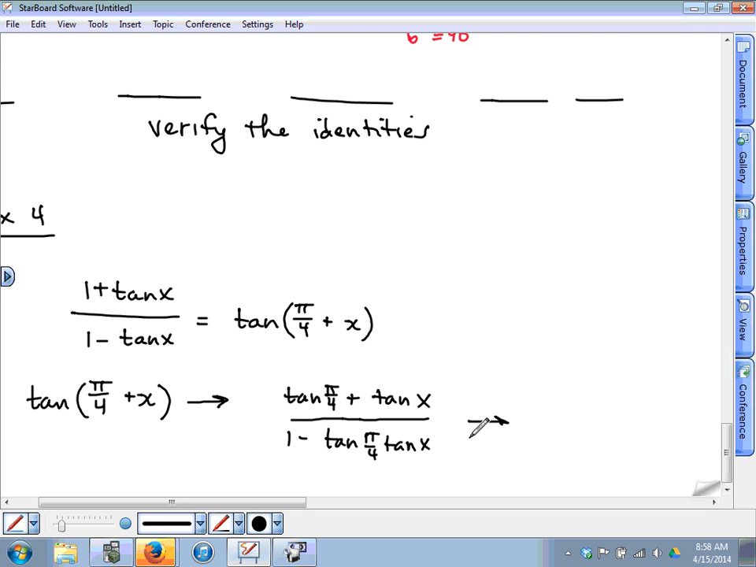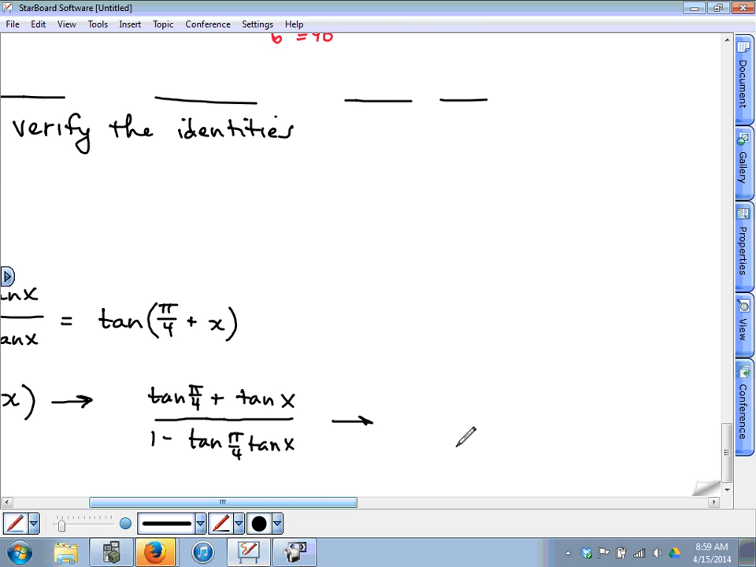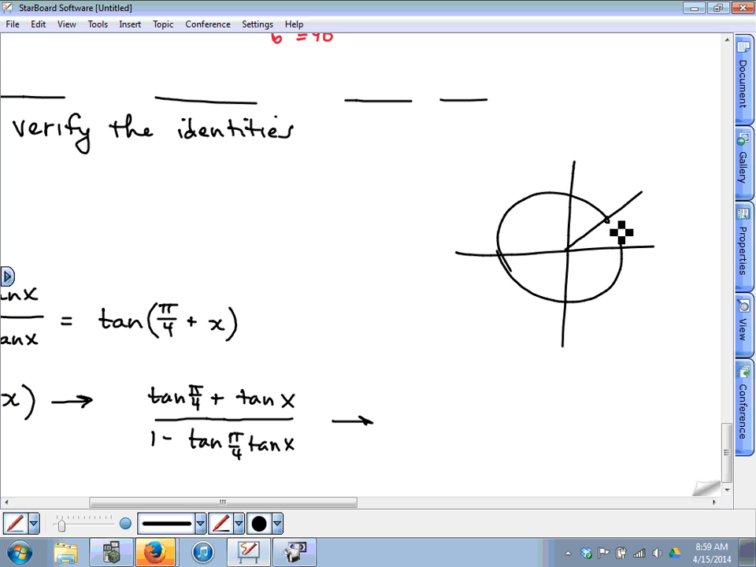What is the tangent of pi fourths? Well, what is pi fourths first of all? It's 45 degrees. On the unit circle, aren't the x and y values at 45 degrees exactly the same? They're both square root 2 over 2. Now, the definition of tangent on the unit circle is y divided by x, correct? And if y and x are the same thing at 45 degrees, then what's the tangent of pi fourths? 1.